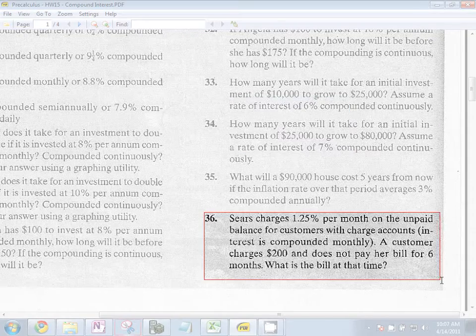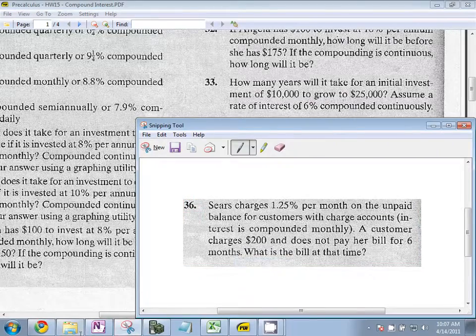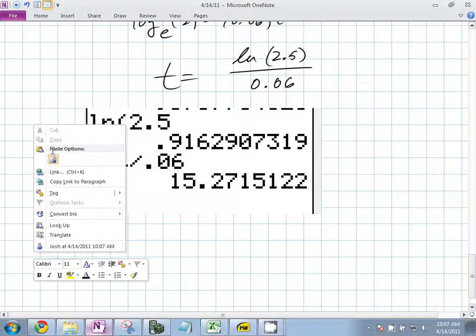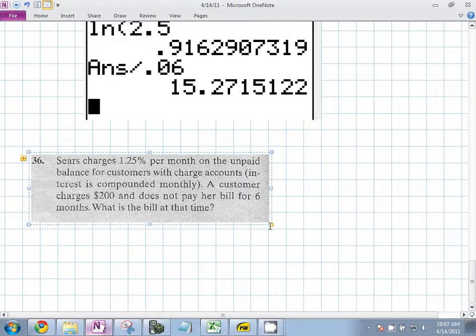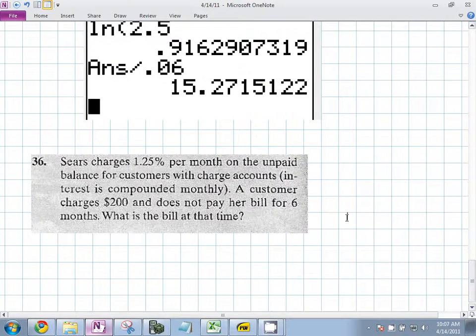Okay, so it says Sears charges 1.25% on the unpaid balance for customers with charge accounts. What do they mean by a charge account? Credit card, yeah, exactly. Interesting note, everybody: as of, I think, later this year, there will be more student debt in the United States than credit card debt.